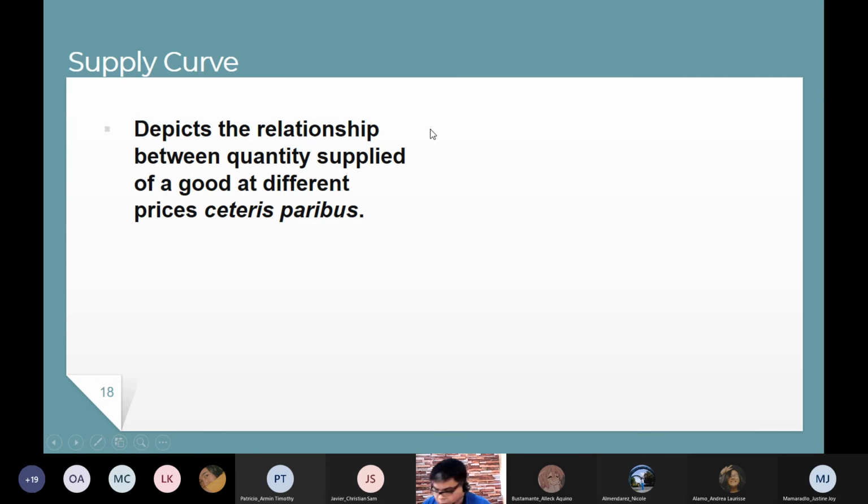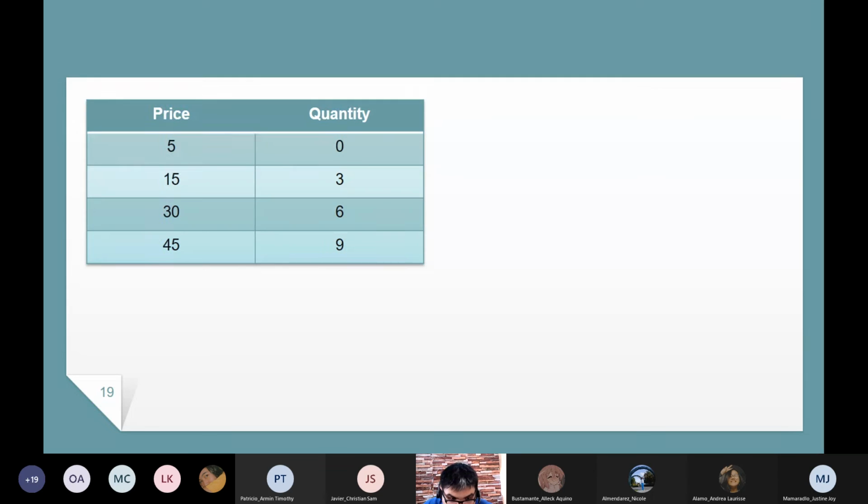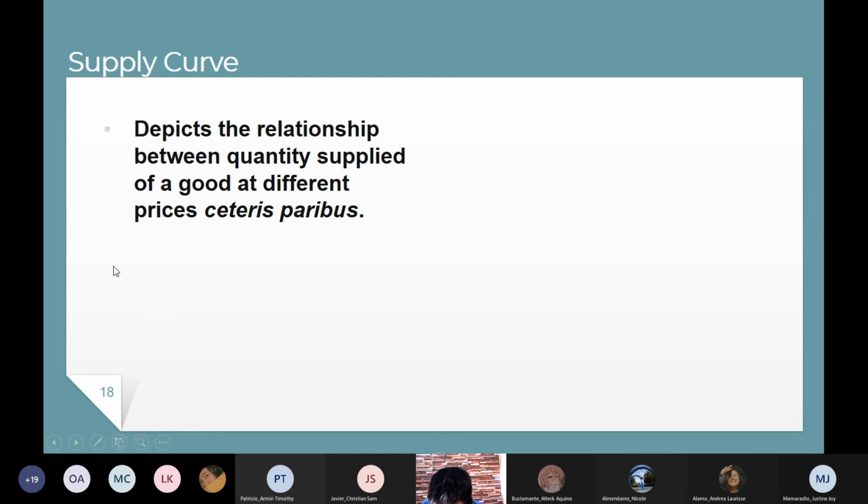So, can you tell me what is the supply curve, Miss? Ano tayo? Miss Gonzalez, what is the supply curve? Wala. Yes, Miss Brazal.